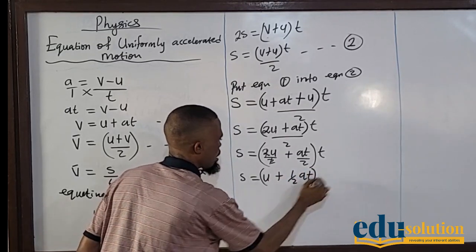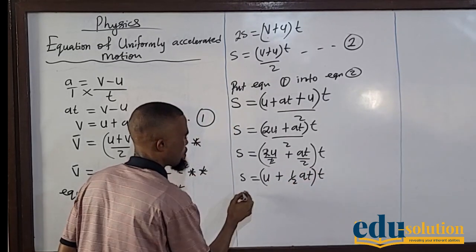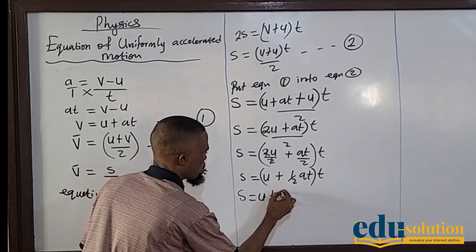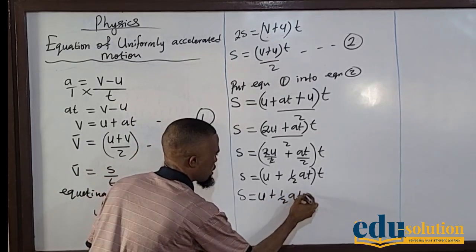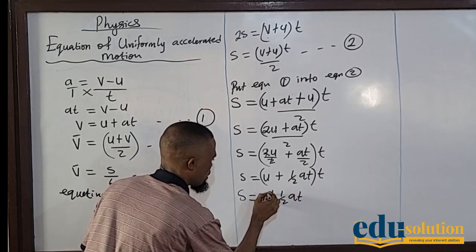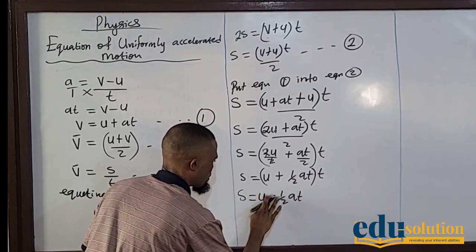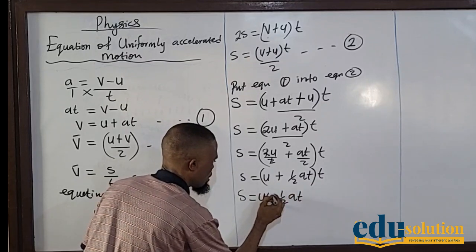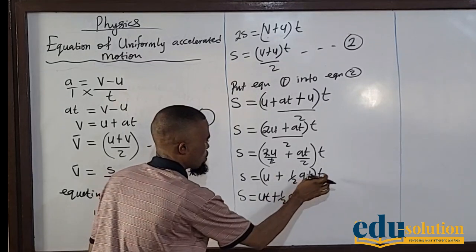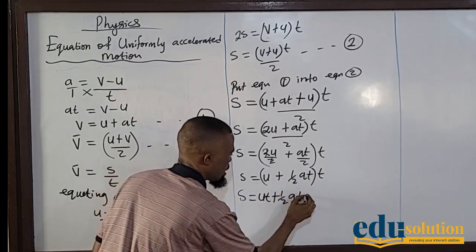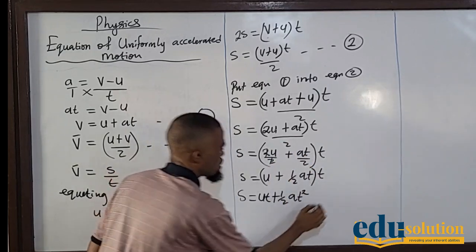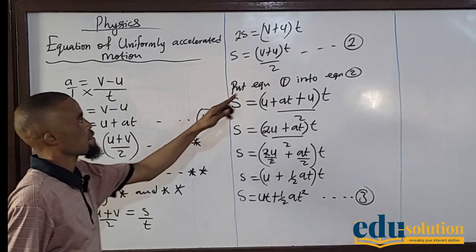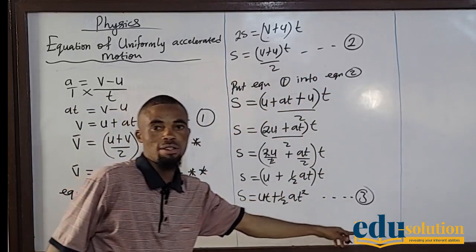So if I finally use this t to open the bracket, I'll have that s is equal to u plus half at. Sorry, there's a t here coming. I'm sorry for that. I'm opening the bracket. T times this, I have ut and then plus, t times this one, we're having half at squared. So this is the third equation of motion. So this is the first one, this is the second one, and then this is the third one.